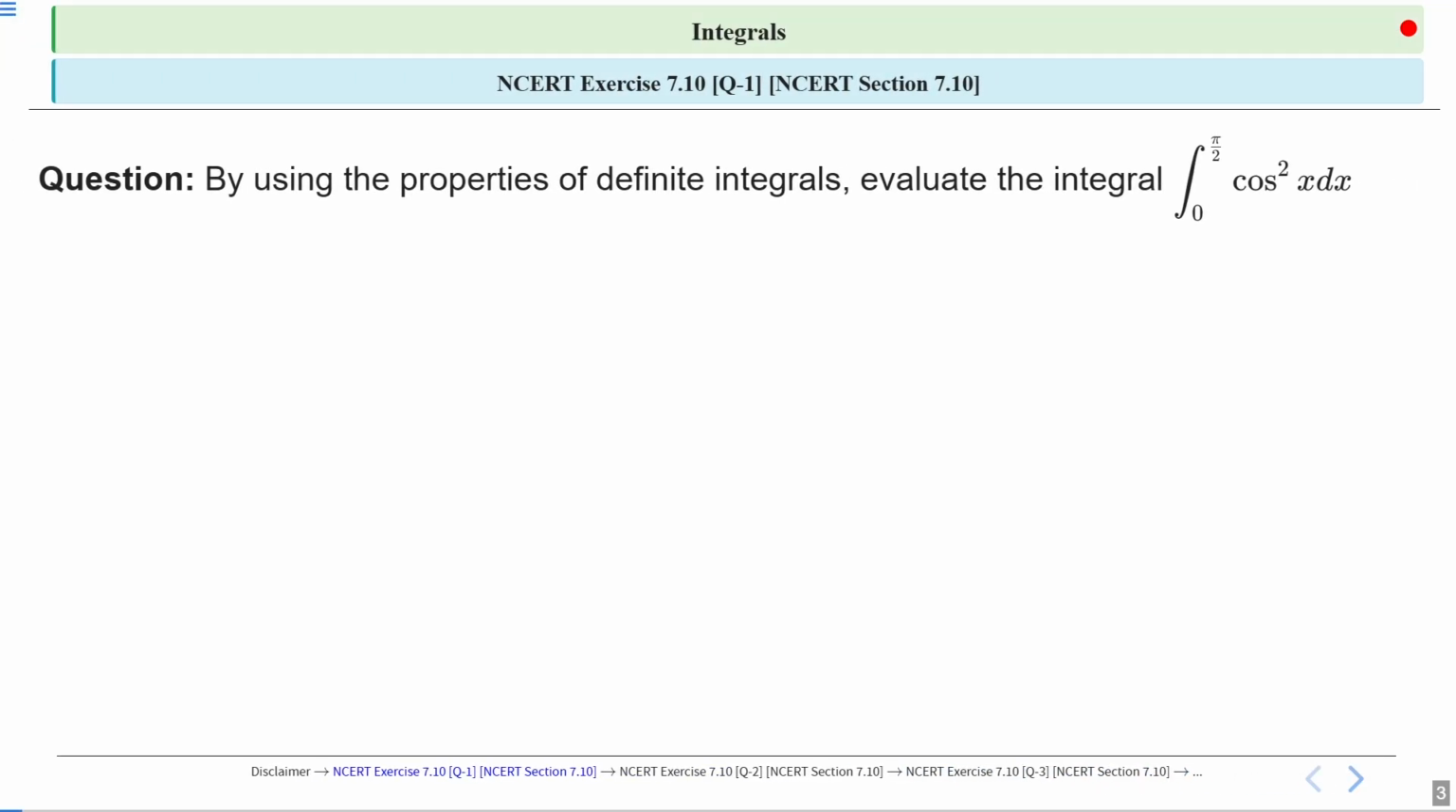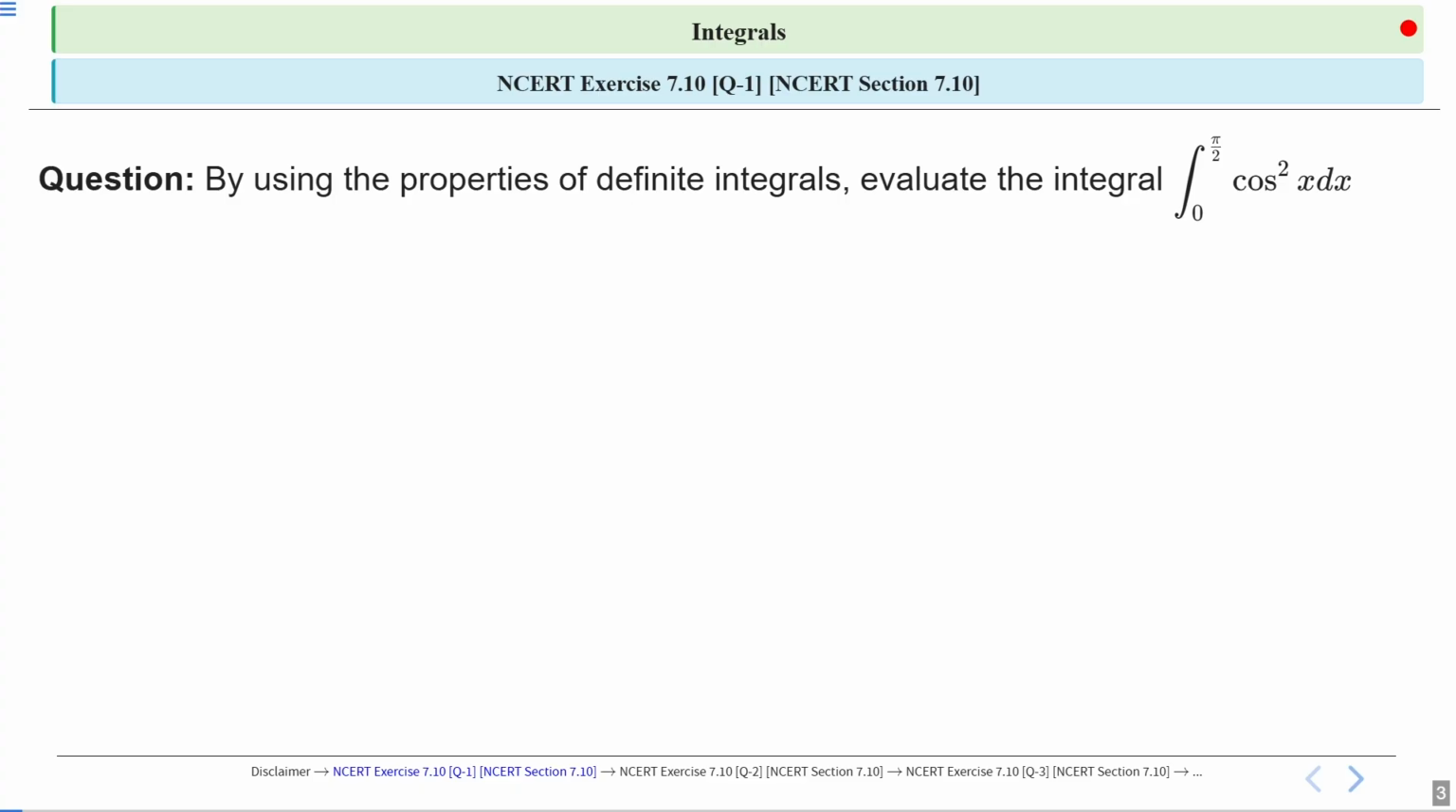So question number 1 is, by using the property of definite integral, evaluate the integral from 0 to pi by 2 cos square x dx. We can directly evaluate it without using any property if you can. At first we find the antiderivative, and then using the second fundamental theorem of integral calculus, apply the lower and upper limits and find the value of the definite integral.